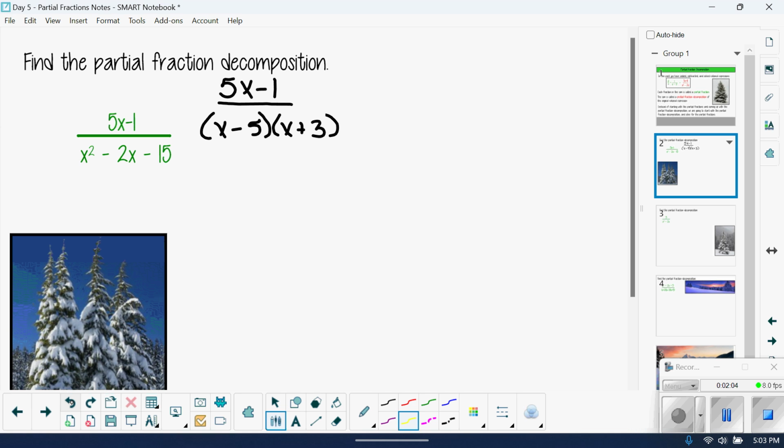Okay, since I have 2 factors in my denominator, we're going to set this up, and we're going to need 2 fractions to add together. So I'm going to put my first factor, x minus 5, as my first denominator, and then x plus 3 is going to be my second denominator. And for right now, we don't know what the numerators are going to be, so we're just going to let them be constants. I'm going to call this one a, and this one's going to be a constant of b.